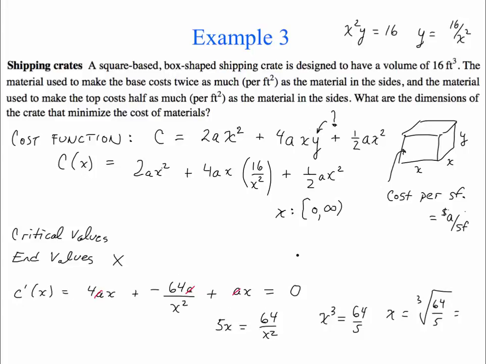Okay, so what is the cube root of 64 over 5? Yeah, I don't mean for you to figure out in your head. I'm looking for a decimal approximation. 2.34? 2.34 what? What is x a measure of? Volume? Cost? No, that was our dimension of our base, right? That was our square dimension of our base. So 2.34 feet. Okay?